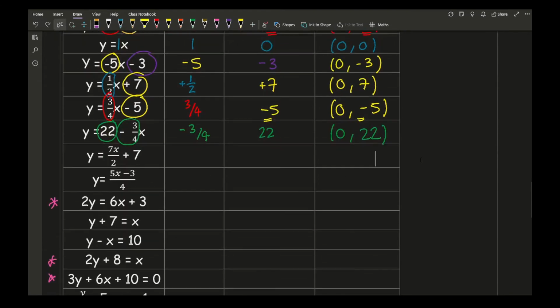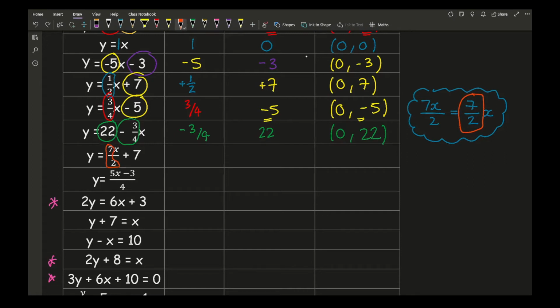Now, moving on to the next one. When we've got 7x over 2, 7x over 2 is the same as 7 over 2 times x. It's just a different way of writing things. So here, my gradient is going to be just that fraction. So just ignore the fact that the x is on the fraction. So here the gradient is going to be 7 over 2 and the y-intercept is going to be positive 7. So then it's going to be 0, 7.